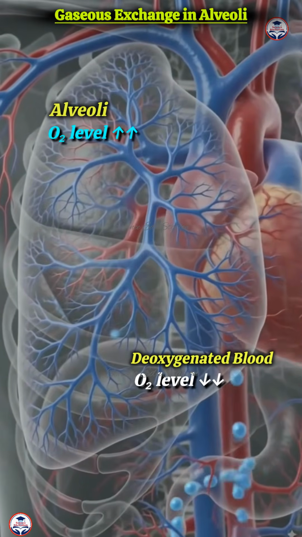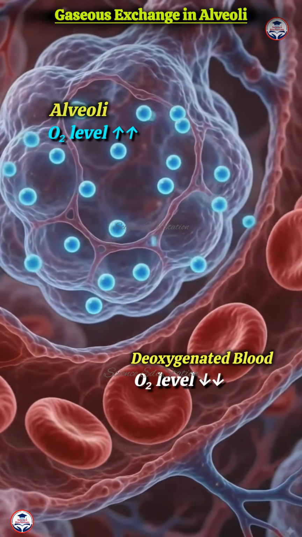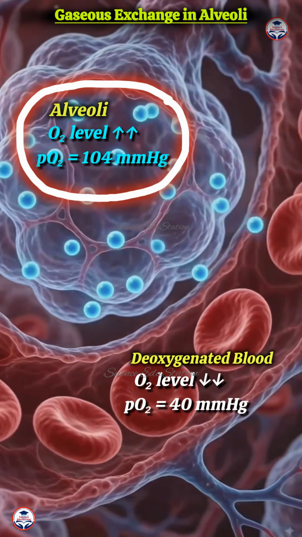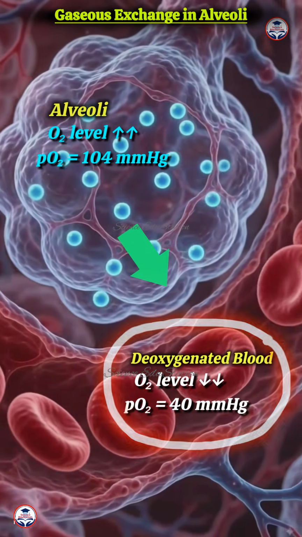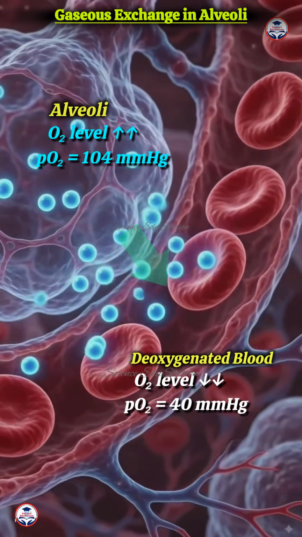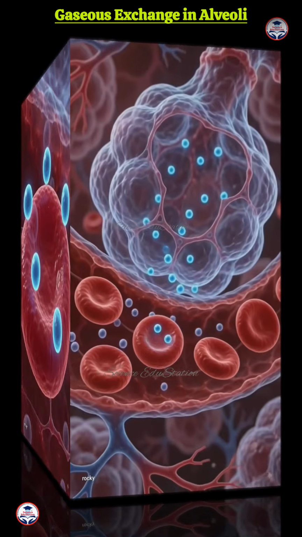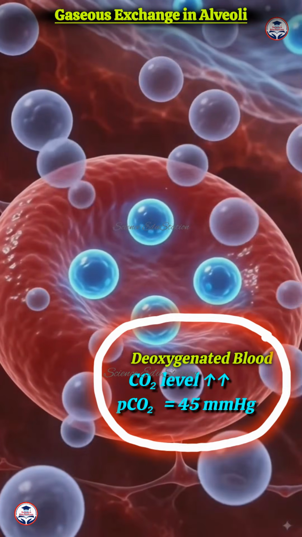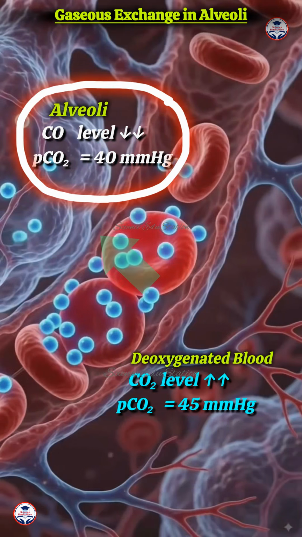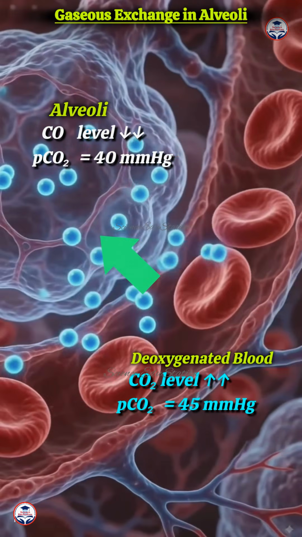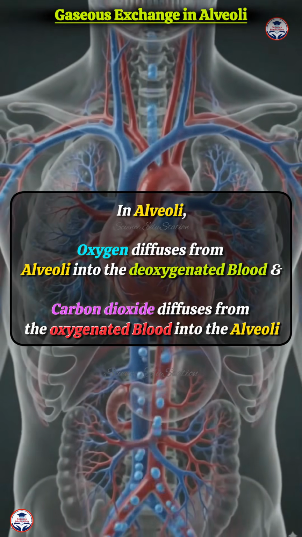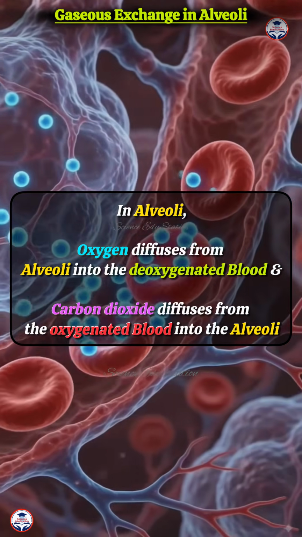So in the lungs, the alveoli have more oxygen due to inhalation, which means the partial pressure of oxygen is higher there than in the deoxygenated blood. Therefore, oxygen diffuses from the alveoli into the blood. At the same time, deoxygenated blood has more carbon dioxide than the alveoli, so carbon dioxide diffuses from the blood into the alveoli and is exhaled. This is how gaseous exchange occurs in the alveoli.